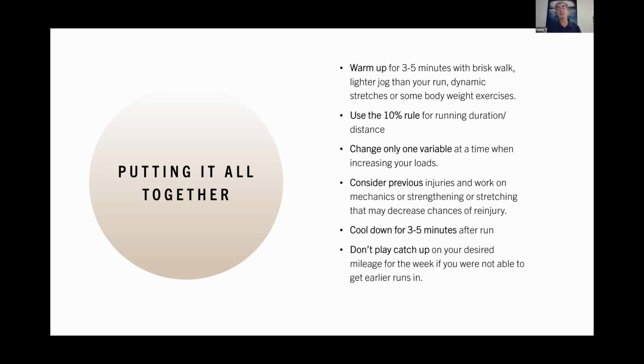Use the 10% rule for running duration and distance changes. So you're only changing 10% a week, and maybe that third week you give it a little bit of a break, and then you start again every week going up 10%. I'd recommend only changing one variable at a time when you're increasing your load. So if you're going to be working on speed, you probably want to cut back on the distance you're doing. Consider previous injuries and work on mechanics or strengthening or stretching that may decrease the chances of that re-injury.